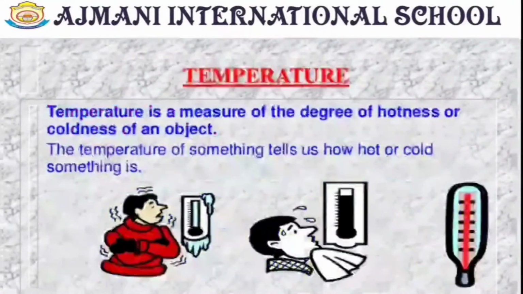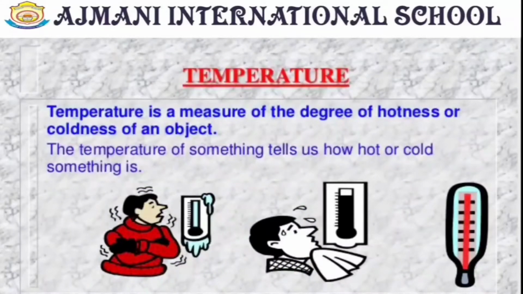The measurement of the degree of hotness or coldness of an object is considered to be the temperature of the object. So, we can say that if the object has a high temperature, it will feel hot. Or we can also say that if the object has a low temperature, it will feel cold.